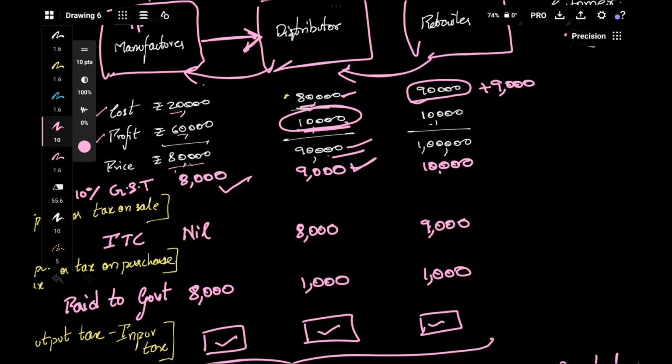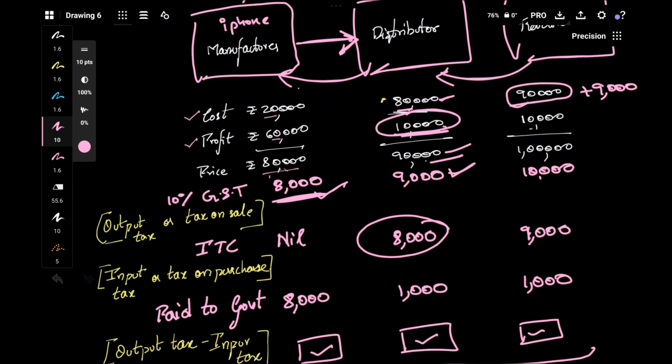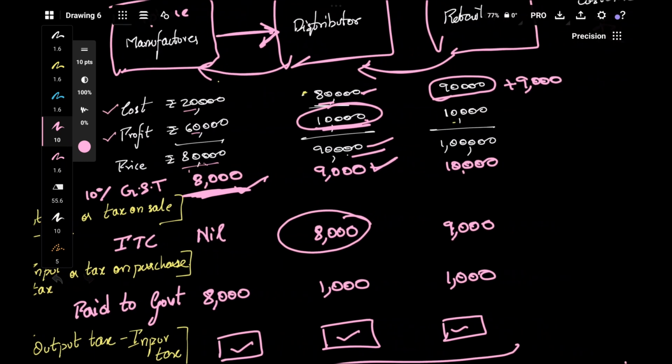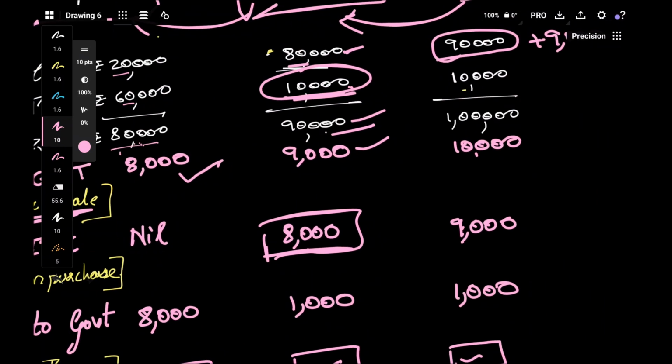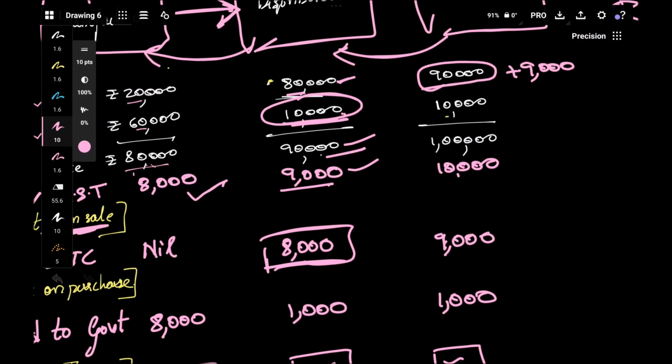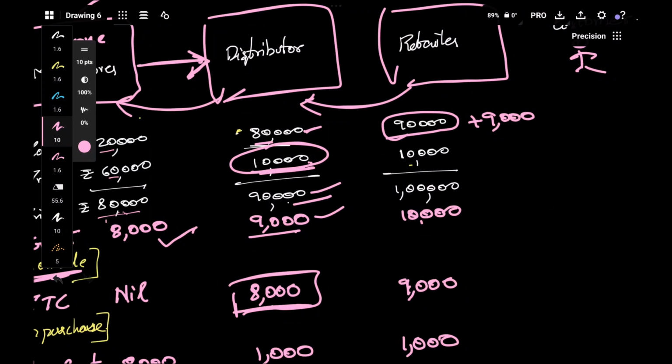Now, whatever tax he has paid earlier, in the earlier case he has paid 8,000, right? So that has come as input tax credit to him, that is his tax on purchase. This GST is nothing but tax on sale, that is output tax. Now he has received output tax of 9,000 when the distributor is selling to the retailer. From that he'll deduct whatever tax he has paid earlier. That means that 8,000 has come as credit to him.